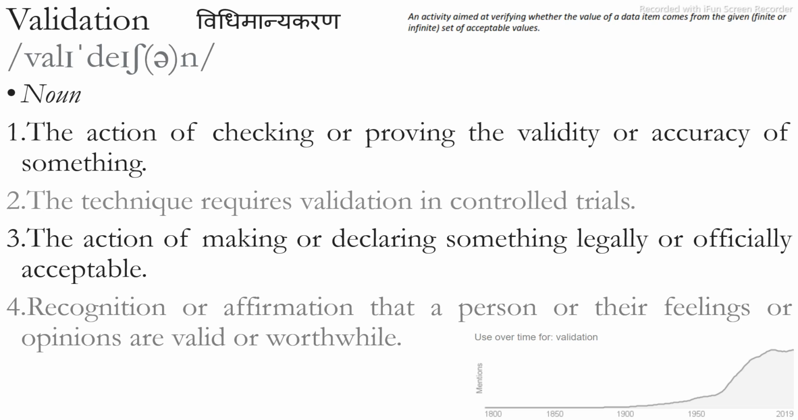of that data. Data validation cannot be done by one type of method, because different types of data require different types of activity, different types of techniques. So the action of making or declaring something legal, or we can say officially acceptable, is known as validation. Sometimes you may know about EIA validation. It is the term which is accepted by NABET. So again, this is the action of making something legally acceptable, right? I think you get my point.